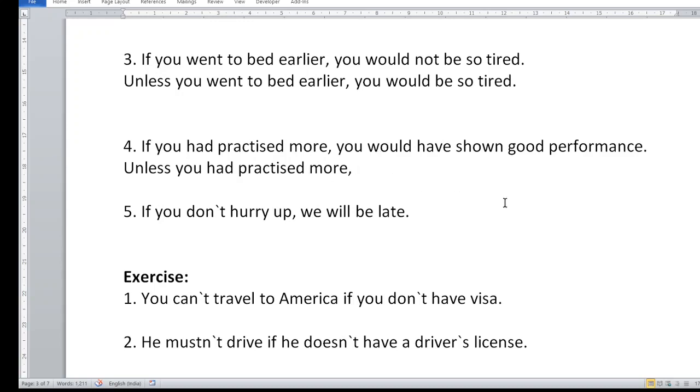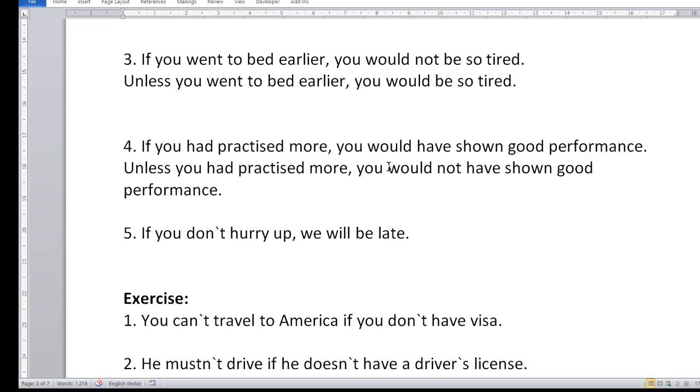you would have shown good performance. You would not have shown good performance.